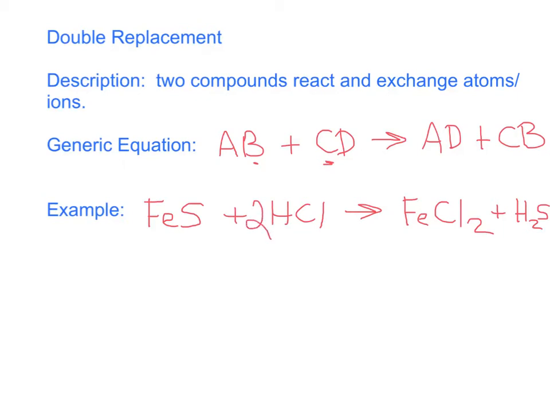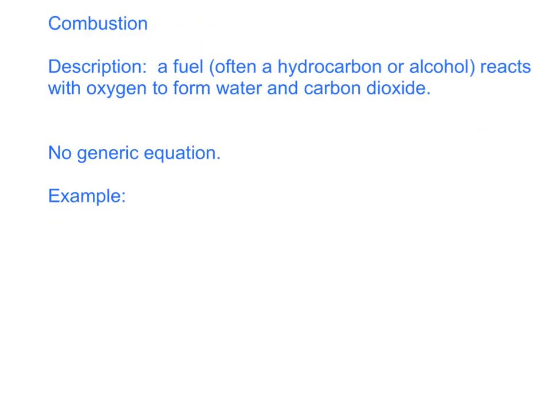All right, last example, or we are the last one, aren't we? The last one here is a combustion reaction. It's when a fuel, which is often a hydrocarbon or alcohol, reacts with oxygen to form water and carbon dioxide. In most combustions, if not all, oxygen is always present as a reactant. So the only thing we can say about the generic equation is that you'll see O2 in it. You're going to have something plus O2, and your products are normally some number of waters plus some number of CO2s. So they're pretty predictable in that way.